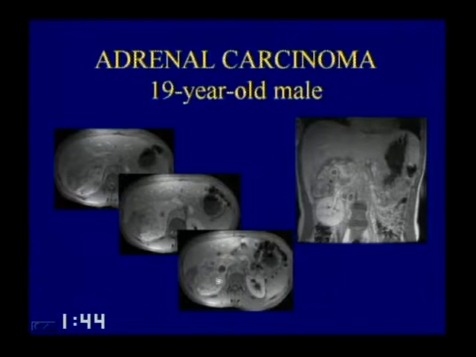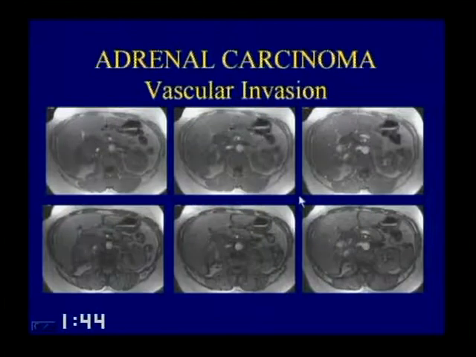And here, going medially, you can see the vasculature, and here's another example of an adrenal carcinoma on that side, and I'll show you the vascular invasion that can be seen with these tumors. Again, very heterogeneous on the T1 scans, numerous foci of hemorrhage there. These are all T1 images.